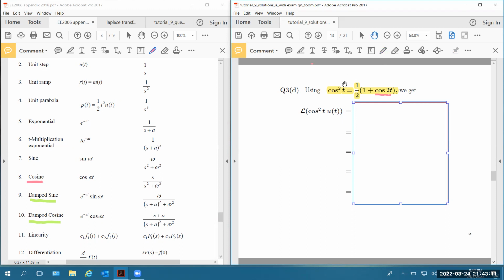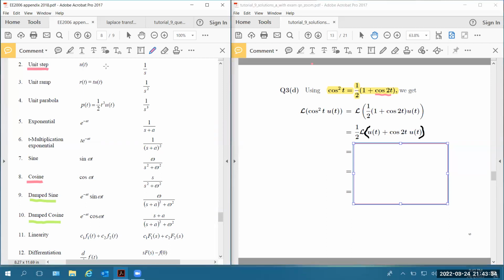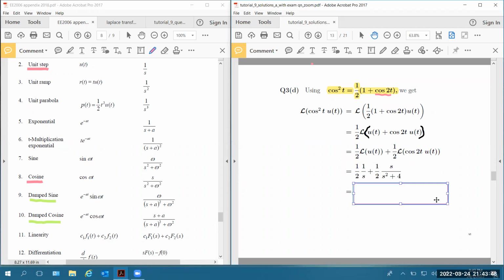Okay, so if you know this, then we just substitute this into your cosine square. So it becomes like this. Then after that, the half you can bring out, and then go and Laplace transform each of these. The first term, Laplace transform u(t), naturally is here. Laplace transform u(t) is 1 over s. Then Laplace transform cosine 2t u(t), the second term, you use your number 8. So straight away you get this. Yep, so that's the answer.